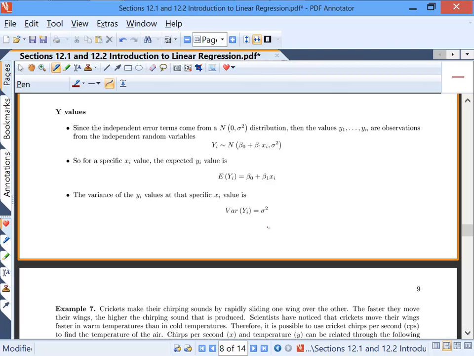Remember, if we want to use a normal distribution, then our formula is z equals x minus the mean over sigma. In this situation, we have specifically a y value minus the mean, or the expected value. The expected value would be our beta naught plus beta 1 xi, and the standard deviation is the square root of the variance, so just sigma. So if you want to find probabilities associated with the yi values, you can use this standardization formula.